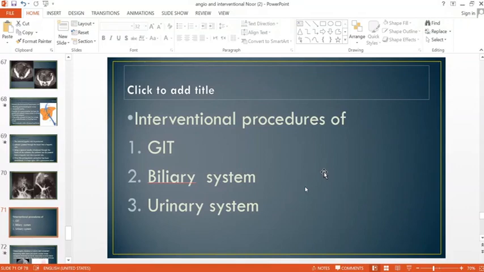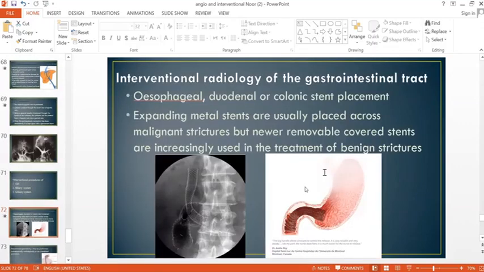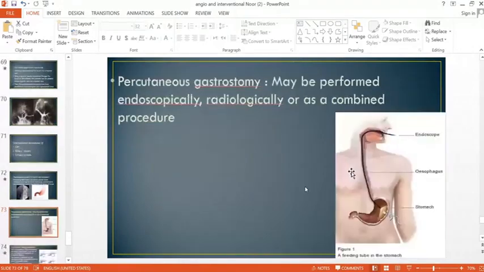Moving on to a few interventional procedures for the GIT, biliary system, and the urinary system. For the GIT, esophageal, duodenal, or colonic stent placement can be done. Expanding metal stents are usually placed across malignant strictures, but newer removable covered stents are increasingly used in the treatment of benign strictures. So in a patient with, for example, gastric cancer with symptoms and the patient is beyond surgery, for symptomatic relief, we can place a stent across the narrowed area.